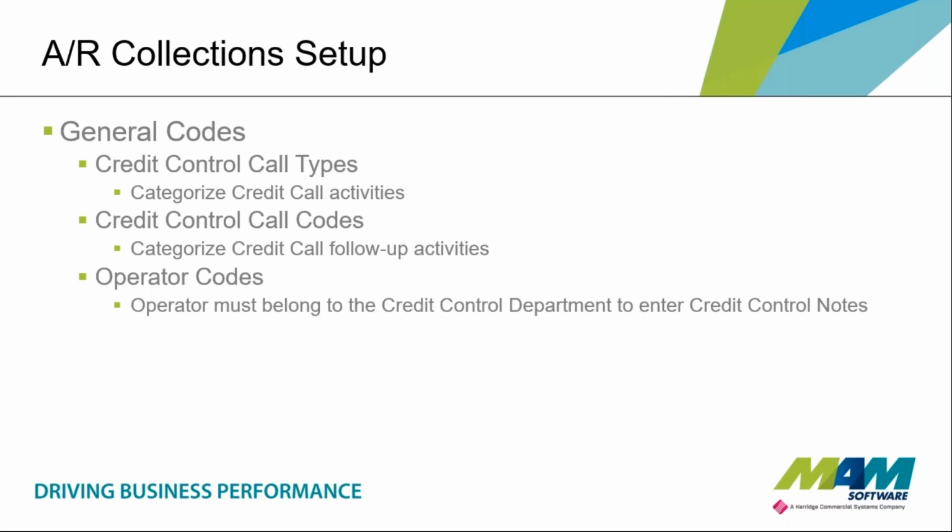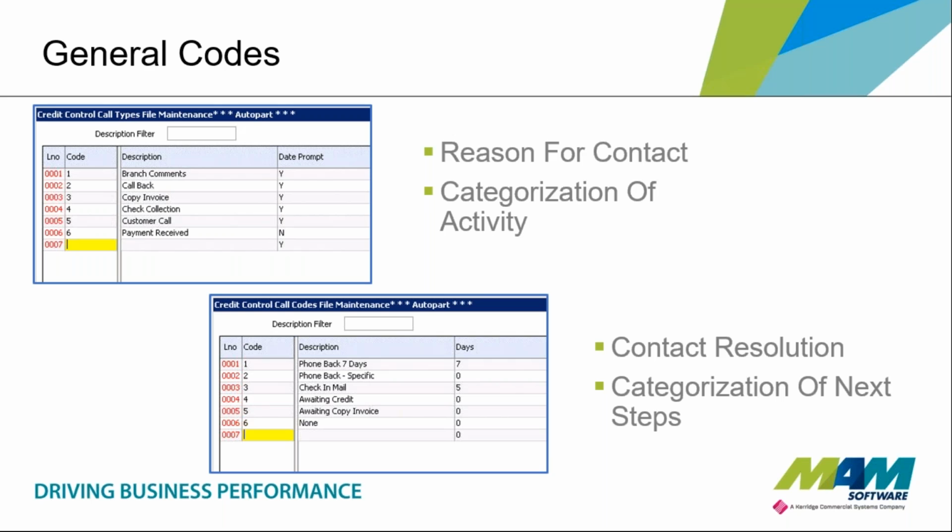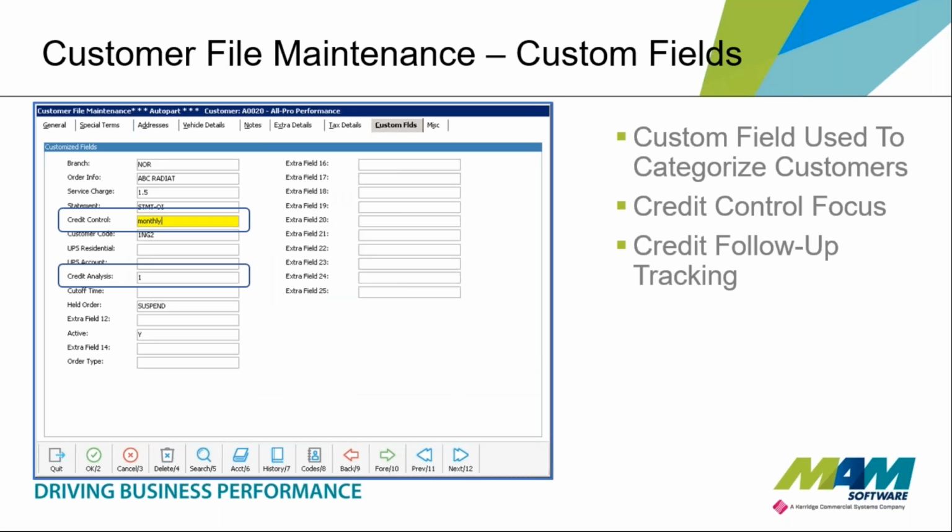There are a couple new general codes that we would need to set up. So when we're logging a collection call, we have the ability to flag the reason for the call and also categorize the results of the call. Okay, so there's two new control types and control codes. And the maintenance is as simple as that. We call it something, and it's for populating the drop-down list as well as reporting purposes and things like that.